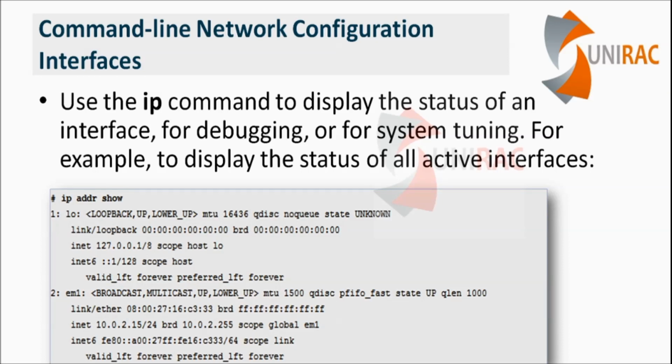IP address, this is a known thing. ifconfig is a command where you want to display the status. You want to display the status of every interface, the loopback address, or Ethernet 1, Ethernet 2, using ip addr show. It will display all the statuses of your IPs. You can see the first one is loopback, the second one is em1, and this is for debugging purposes or for system tuning. So ip will help you find out the status of your interface.